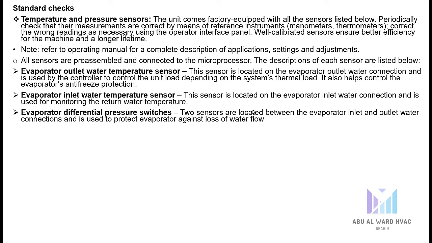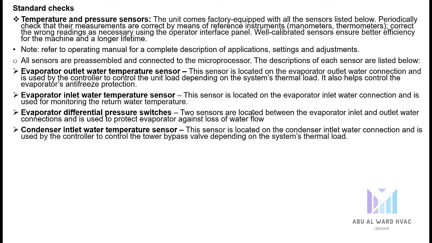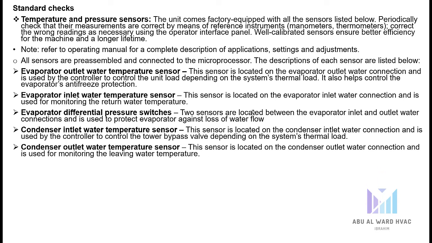We have the evaporator differential pressure switches. Two sensors are located between the evaporator inlet and outlet water connections and are used to protect the evaporator against loss of water flow. We have the condenser inlet water temperature sensor. This sensor is located on the condenser inlet water connection and is used by the controller to control the tower bypass valve depending on the system thermal load.